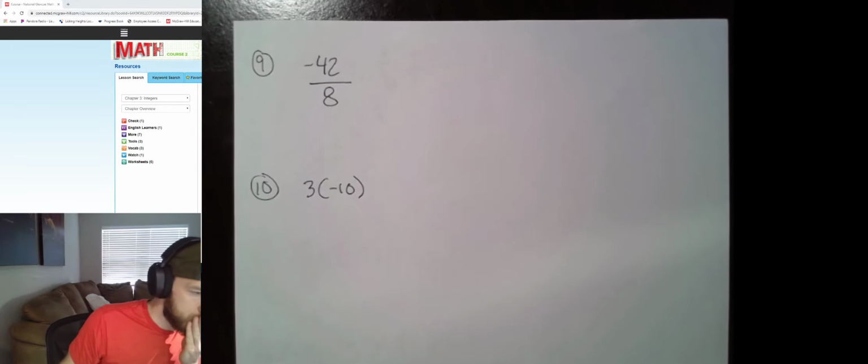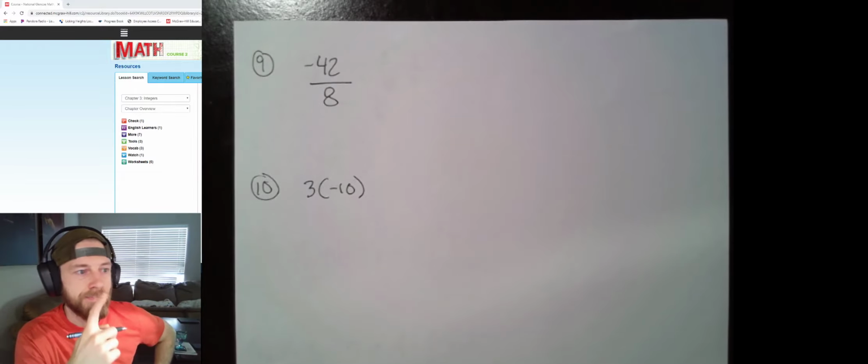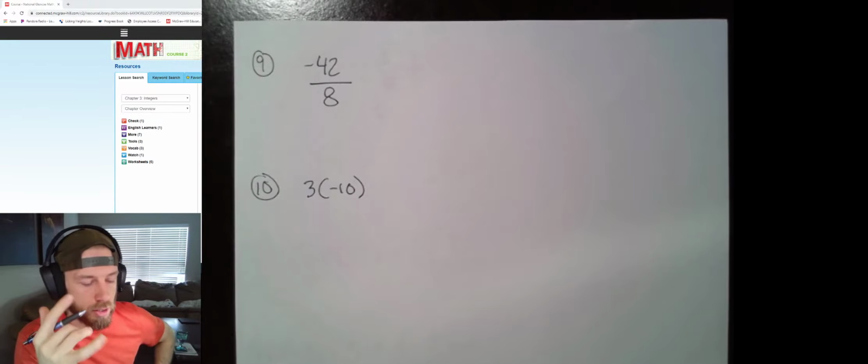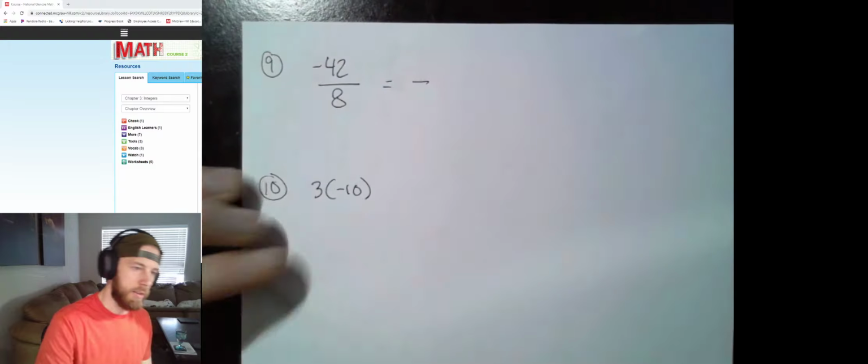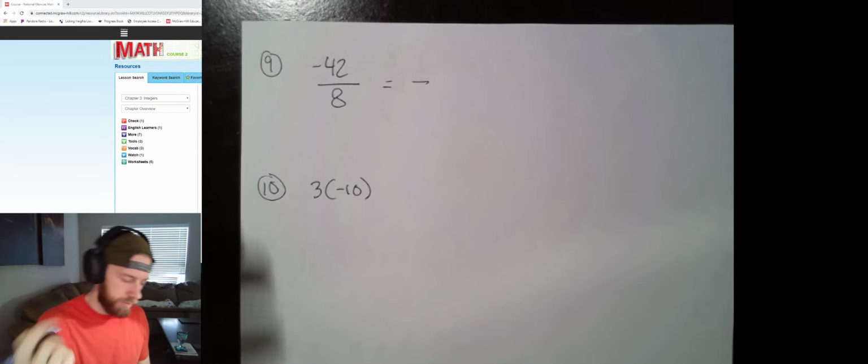Number 9. -42 divided by 8. Negative divided by a positive. The signs are different, so we know our answer is going to come out negative. 42 divided by 8. 6. Your answer is -6.